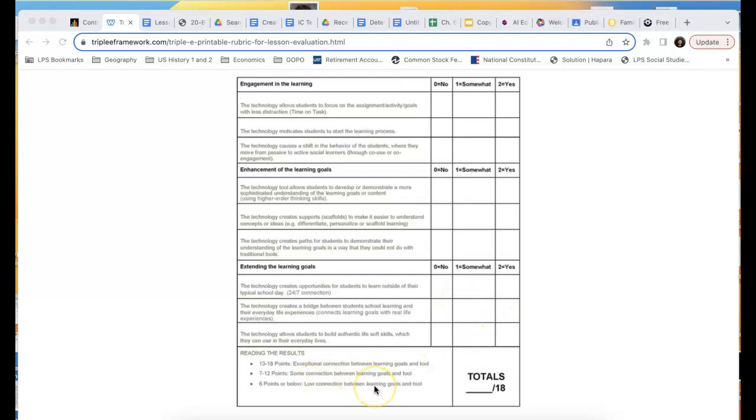Like I said, I would say it's a pretty exceptional connection between learning goals and the tool. And really this lesson wouldn't be what it is without the tool that I use, which is Dollar Street. I think that's the thing that draws the emotional piece into it, not just the visual piece, but the emotional piece. So they get to see and feel a little bit those differences.